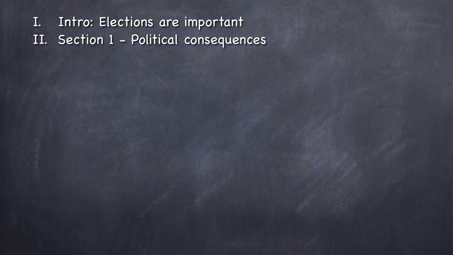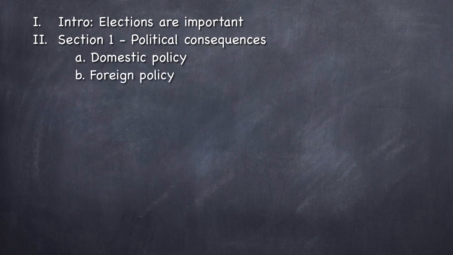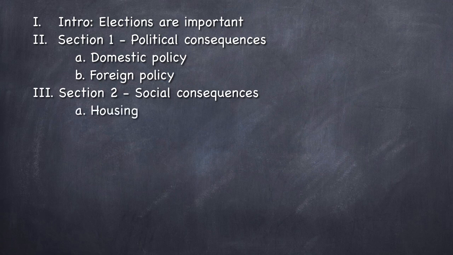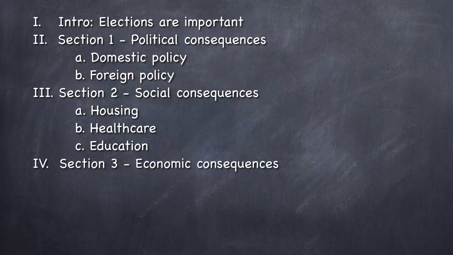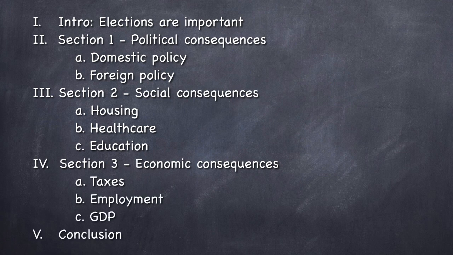First, the introduction. Elections are important. We know that. Second, section 1 is going to be the first section of the body of the essay. Section 1, political consequences. And what are the subsections? Well, A is domestic policy, B is foreign policy. There's our section 1. Next, section 2, social consequences, housing, healthcare, and education. Next, section 3, economic consequences, taxes, employment, GDP. And finally, the conclusion. And that's it. And there you have it. You have a complete outline.